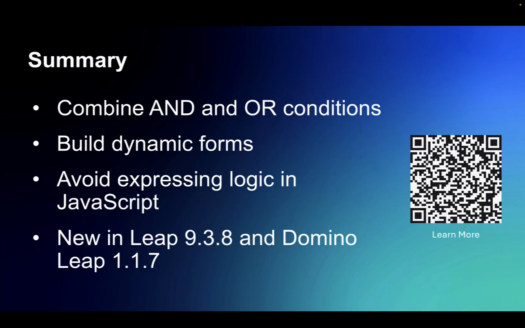So in summary, you saw how you can combine AND and OR conditions in Leap rules now to build dynamic forms. And you can do this without having to write logic in JavaScript. And this is available starting with Leap 938 and Domino Leap 117, which both shipped in December of 2024.